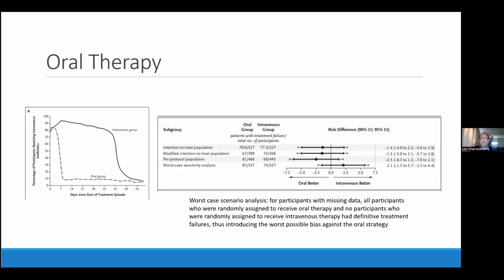And then they did this interesting worst case sensitivity analysis, where essentially for any patient that was lost to follow-up or the data was missing, they assumed the absolute worst outcome for oral antibiotics and the best outcome for IV antibiotics to really try to bias it in favor of intravenous. And even within that analysis, although it shifts to the right, it still met the non-inferiority margins.